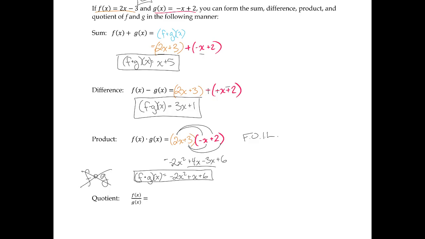Finally, quotient-wise, we would just write our functions in again. 2x plus 3 divided by negative x plus 2. At this point, we would also need to define any non-permissible values, because we've got a denominator and denominators cannot be 0. So negative x plus 2 cannot equal 0. So x cannot be positive 2. Okay, so when we get into quotients, you will always need to worry about non-permissible values.